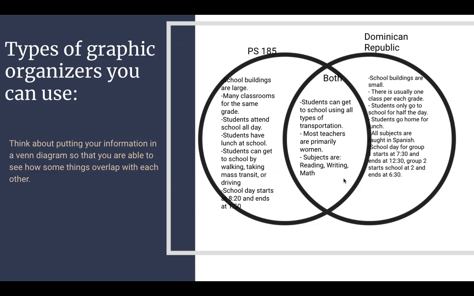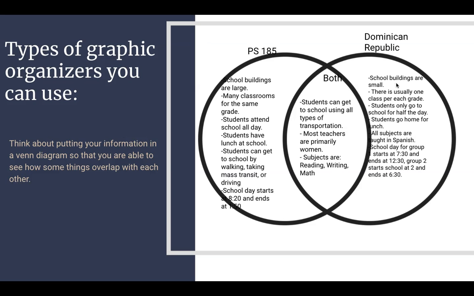And in the middle, where both of my circles overlap, is where I have information that both of them have in common. So in my Venn diagram for PS 185, I know that the school building is large. There are many classrooms for the same grade. For example, there are three third grade classes. Students attend school all day. Students have lunch at school. Students can get to school by walking, taking mass transit like a bus or a train, or driving. Our school days start at 8:20 and end at 1:50.